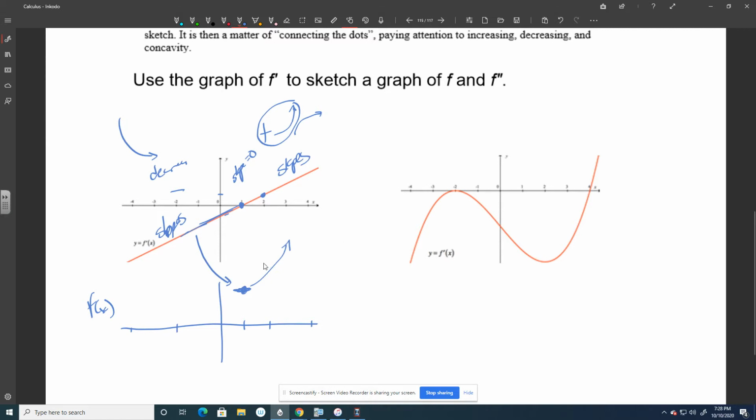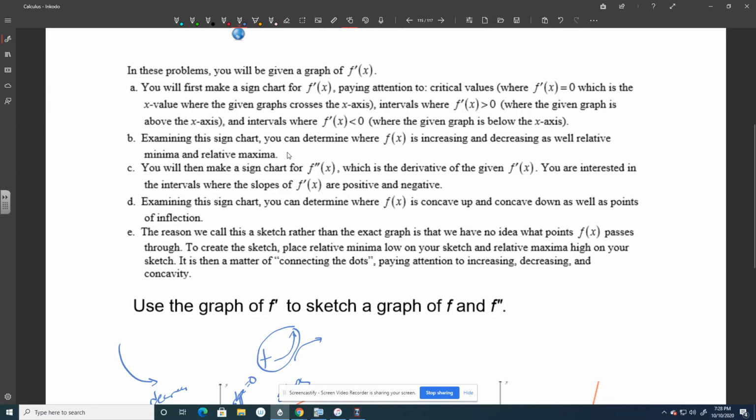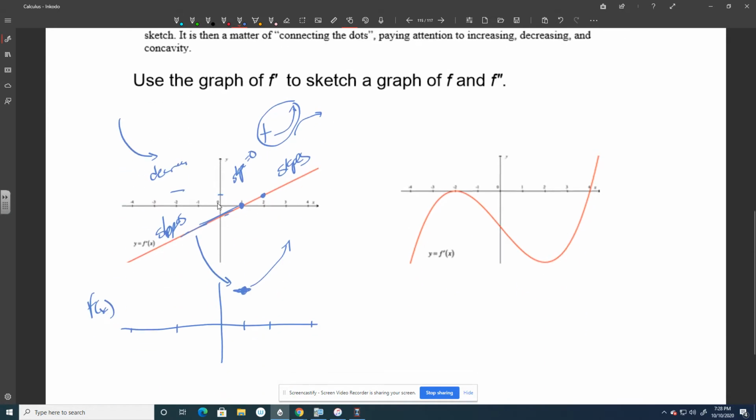And I know we don't quite have a sketch all the way yet, but part B says, examine the sign chart. You can determine where it's increasing or decreasing, as well as relative minimum and maximum. Well, we already did that. We said it's decreasing over here, increasing over here, and it has a slope of 0. If you're a chart kind of person, then you can make a chart of this graph and do the numbers and the positives and negatives, whatever works for you.